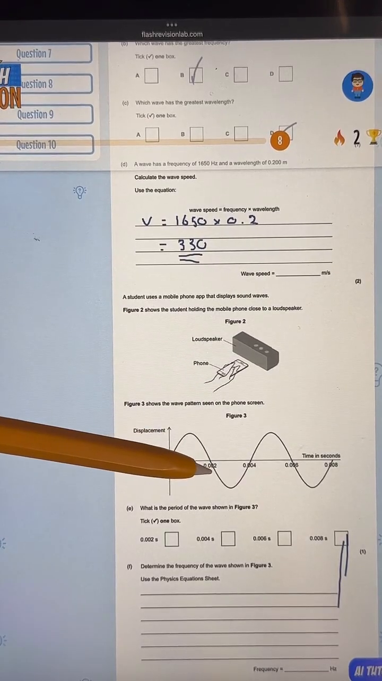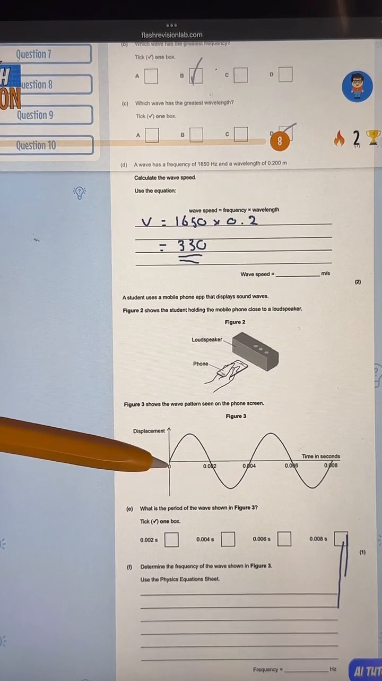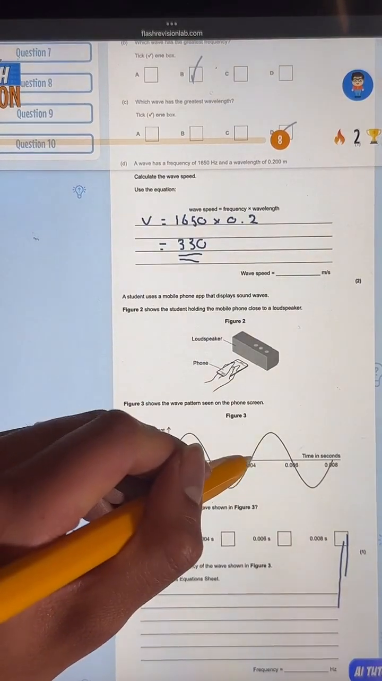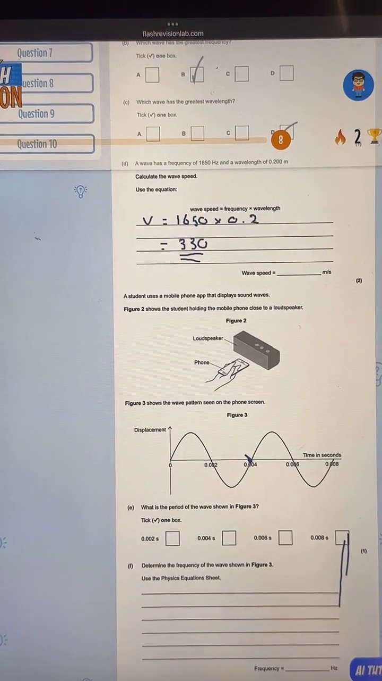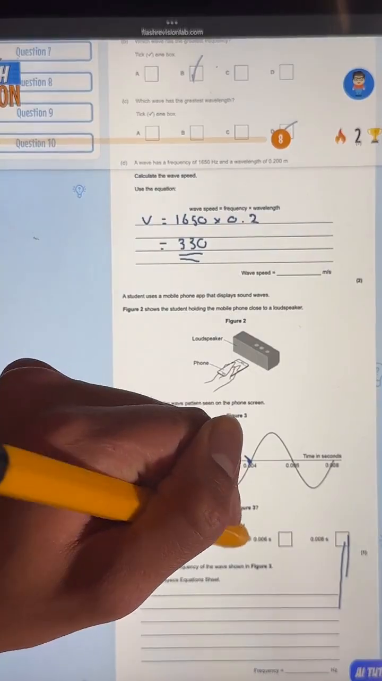The actual answer, Geordie, you've got that right, is 0.004, because we've got one full cycle before the wave repeats again at this point. If I put a line there, that is where the wave repeats again. So the answer is 0.004.